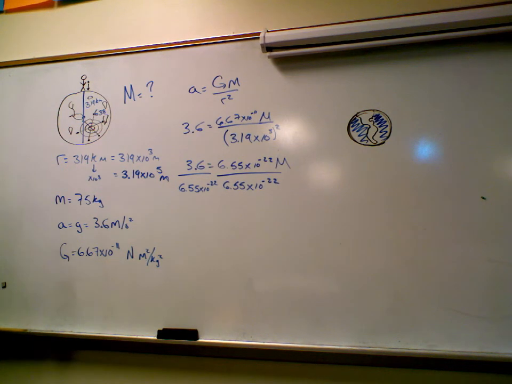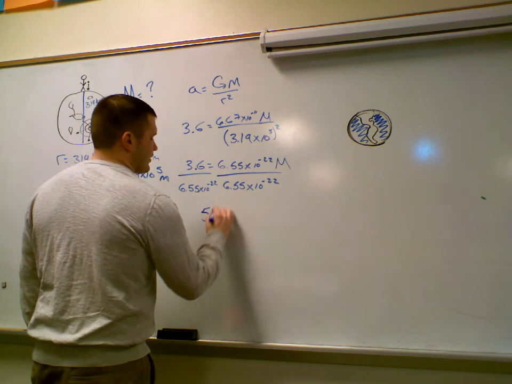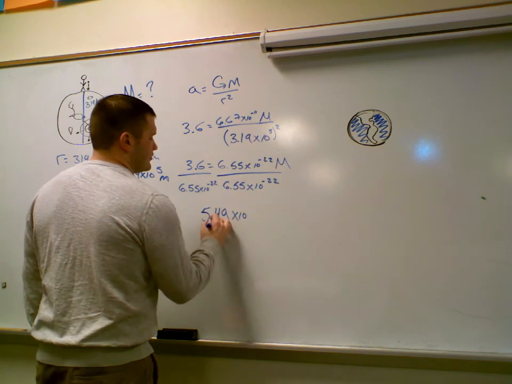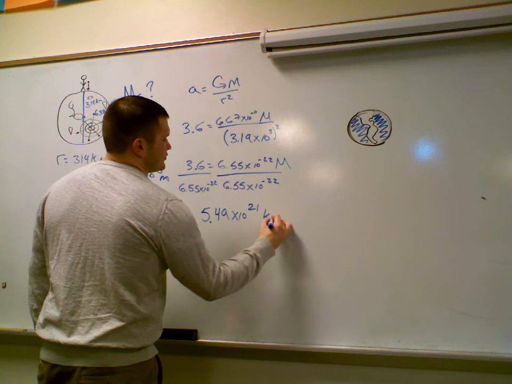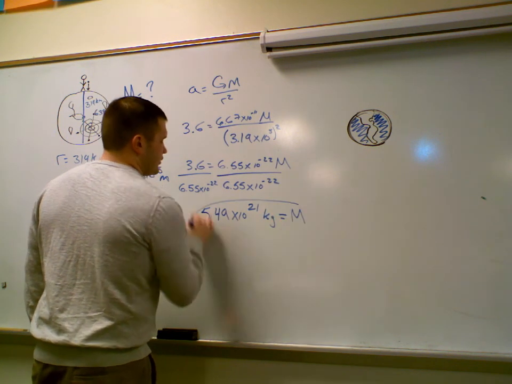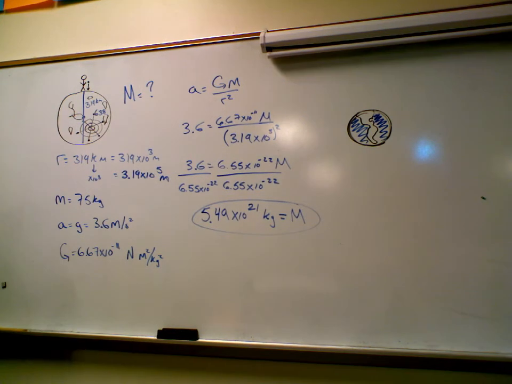So 3.6 divided by 6.55 times 10 to the negative 22nd. What do we get? So 5 point what? 49 times 10 to the 21st kilograms. So, is the rogue planet bigger than the Earth? Not in my drawings, but is the rogue planet bigger than the Earth? No. It's actually 1,000th of the Earth.